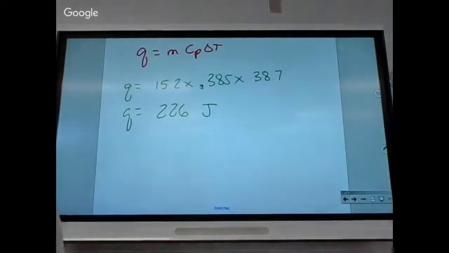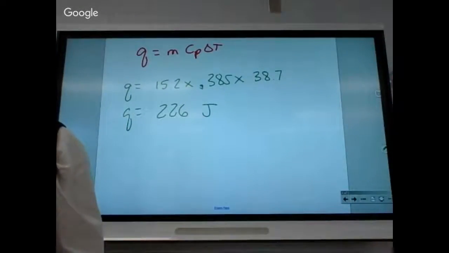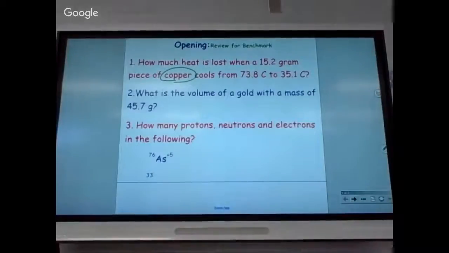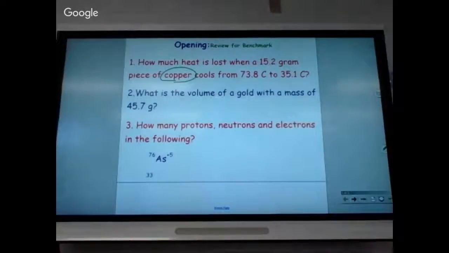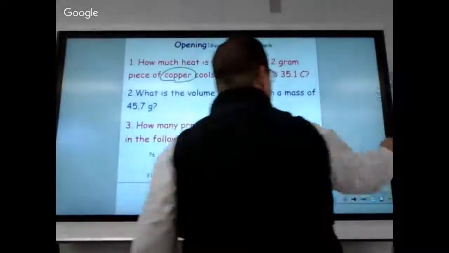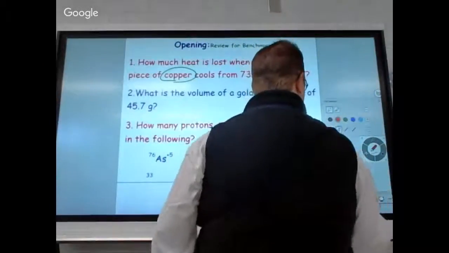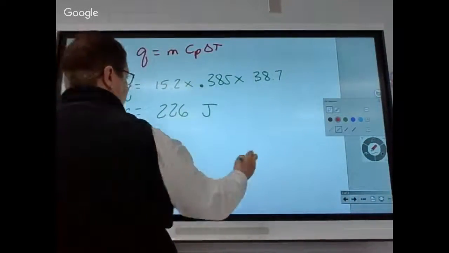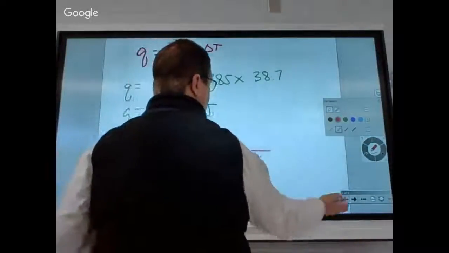Any questions about number one? Yes? No? Okay. Number two. All right. What is the volume of gold with a mass of 45.7 grams? All right. What are we going to do to find volume if I give you a mass? Right. The equation for density. Going to use the density formula. So, density equals mass over volume. I asked you to find volume. I gave you the what?